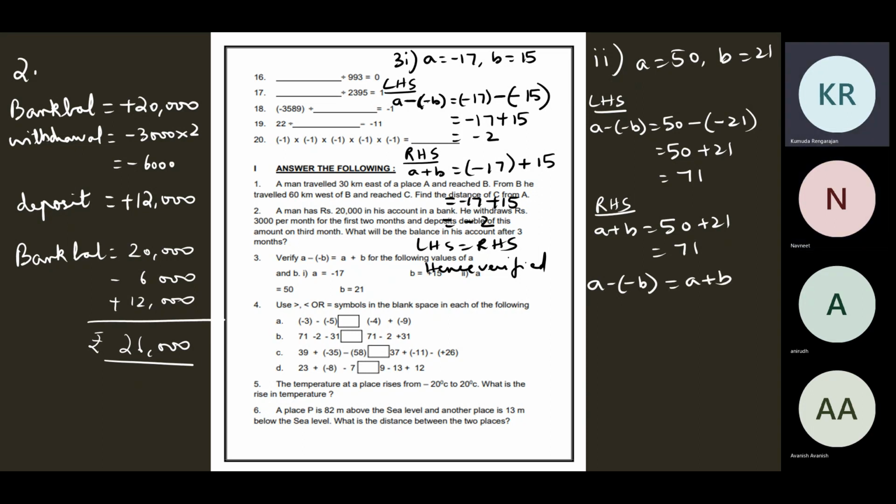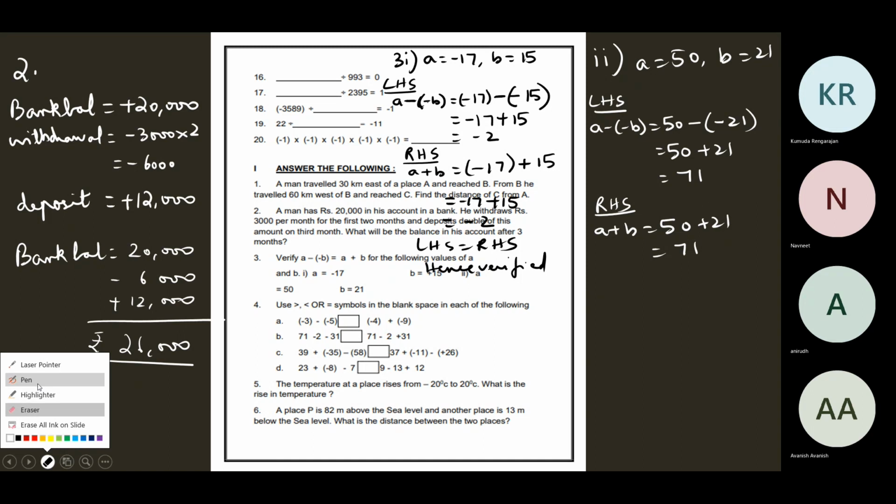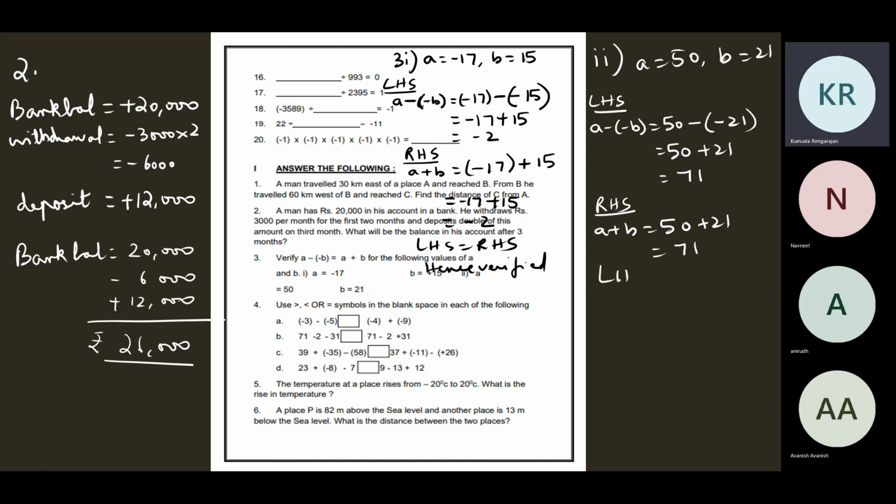So A minus B. Okay. You can just write LHS is equal to RHS. You don't have to write this again. Okay. So LHS is equal to RHS, hence verified.